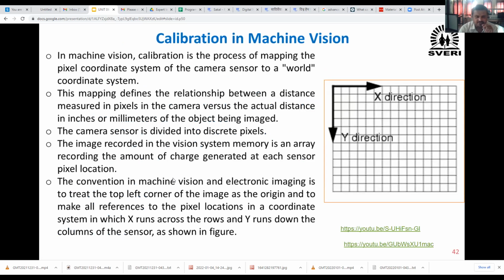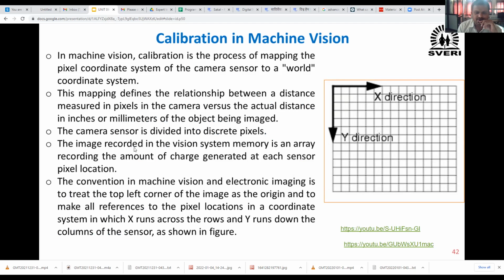Now, calibration in machine vision. In machine vision, calibration is the process of mapping the pixel coordinate system of the camera sensor to a world coordinate system. This mapping defines the relationship between a distance measured in pixels in the camera versus the actual distance in inches or millimeters of the object being imaged.